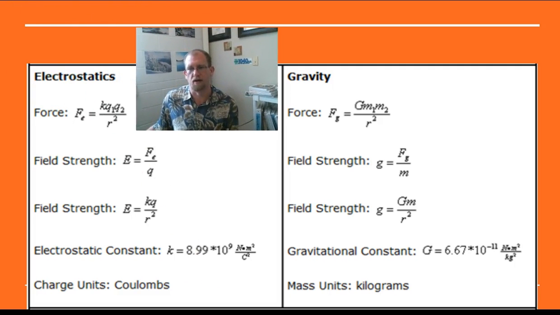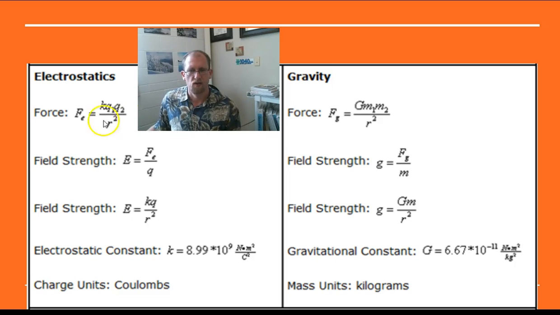And let's compare, again, gravity and electrostatics. So the force of an electric field is Coulomb's constant times the two charges divided by the square of the radius of their separation. The force of gravity is the gravitational constant times their masses divided by the square of the radius of their separation. So same kind of math. Field strength, I didn't give you this formula, but just to compare, is the force of the field divided by the charge. And similar idea, the force of gravity divided by the mass could give you the acceleration of gravity.